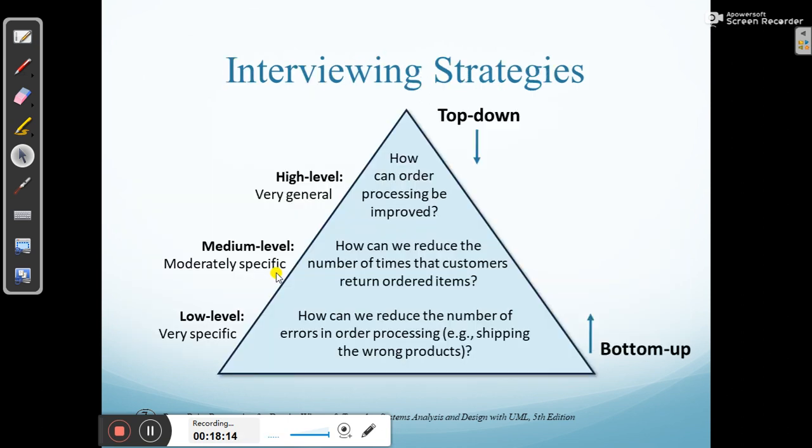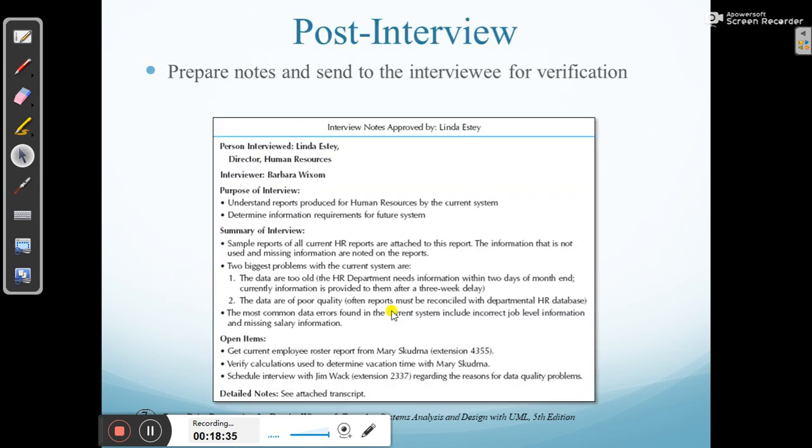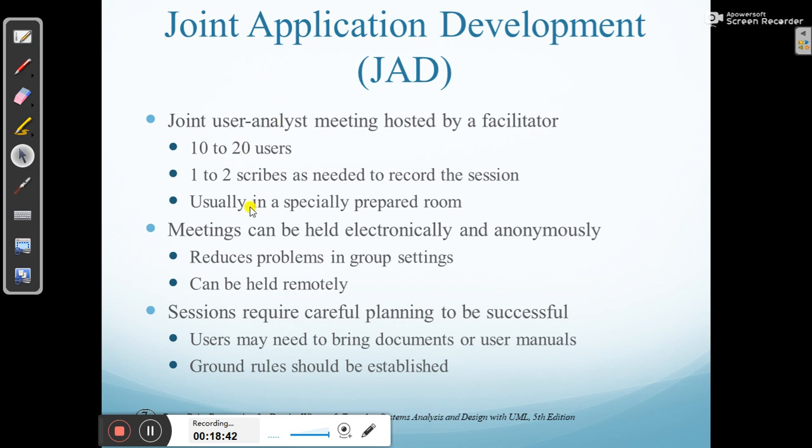This is a view of the interviewing strategy, top down or bottom up. This is high level, very general questions. This is medium level, moderately specific. This is low level, very specific to your system. In that way, you can arrange your interviewing questions. There might be lots of other techniques like post-interview and pre-interview verification. We're going to try to understand what joint application development is in this video.